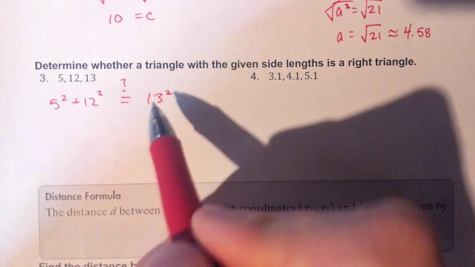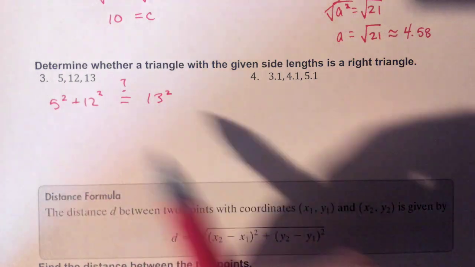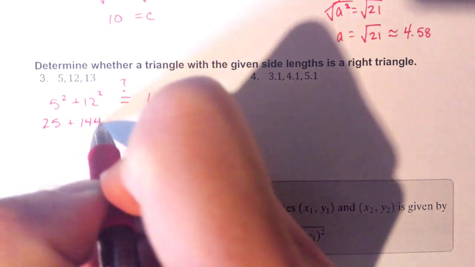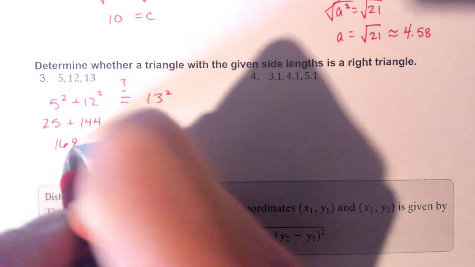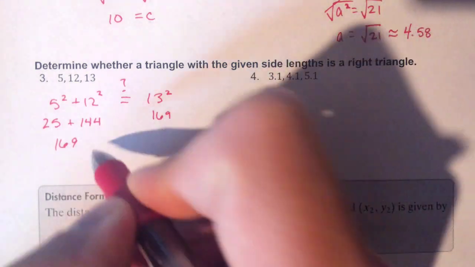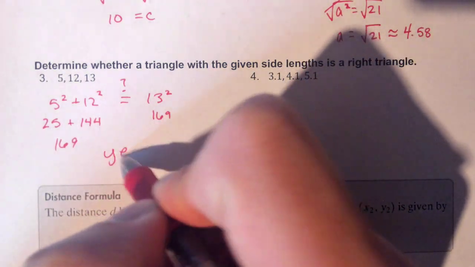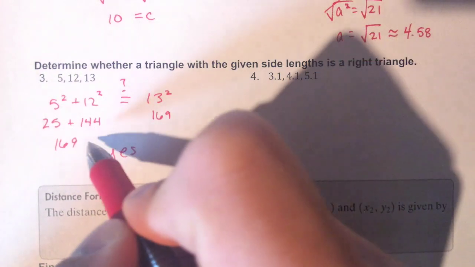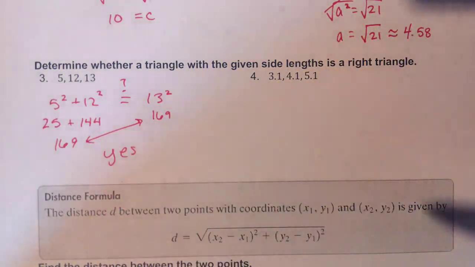So we'll just do the math here, do the math there, see if the numbers match or not. So that's going to be 25 and 144. Add those together, and you've got 169. And then 13 squared is also 169. So since these match, yeah, it would be a right triangle. So you're just checking, do these numbers match or not?